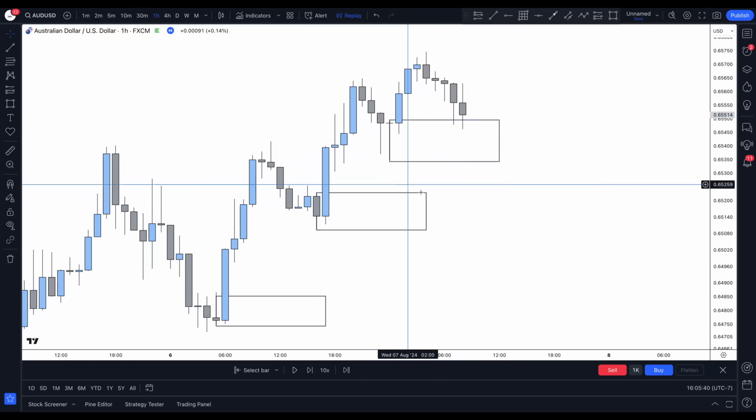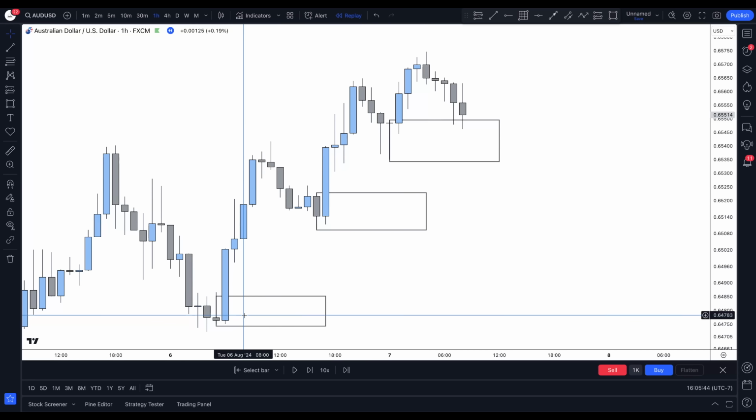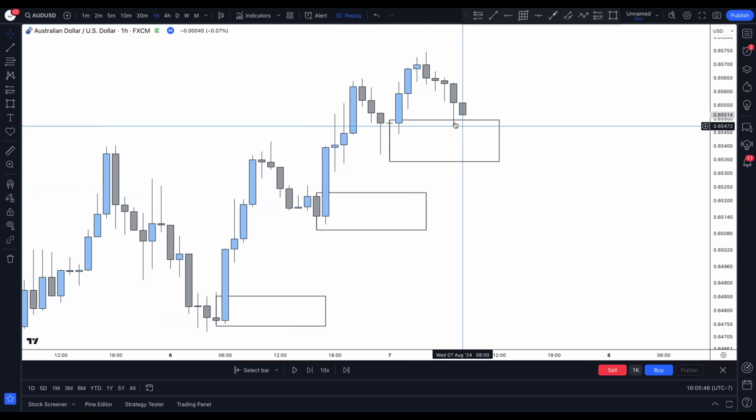So if you were looking at this market, which of these levels would you look to buy from? Would it be the extreme? Would it be the midpoint zone? Or would it be this top zone here that we've got?